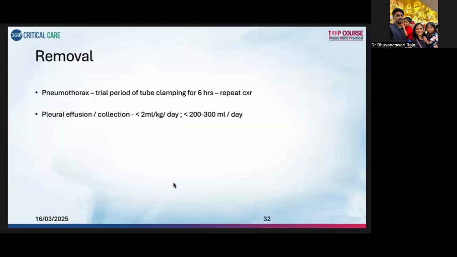So when should we remove the ICD? In case of pneumothorax, once you see the lung fully expanded in the chest x-ray, you try clamping the ICD for 6 hours and then repeat the chest x-ray. If there is no re-expansion of the pneumothorax, then you can remove the ICD. If it is a pleural effusion or a collection, the collection should be less than 2 ml per kg per day, or at least less than 200 to 300 ml per day. That is when you can remove the ICD in cases of pleural collection.